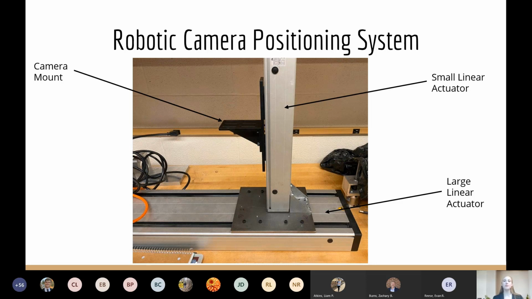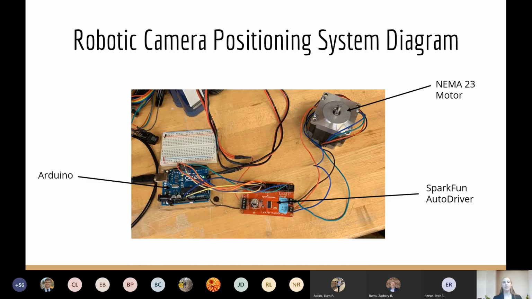The system is comprised of 2 linear actuators, a SparkFun autodriver, an Arduino, and 2 NEMA 23 motors. The only things we needed to purchase for the system were motor couplings and screws. The larger linear actuator will be placed parallel to the flume to allow the camera complete access to the test section. Holes were drilled into the steel mounting plate of the larger linear actuator in order for us to orient the smaller linear actuator vertically. An angle bracket was connected to the smaller linear actuator to allow Dr. Anderson to mount a camera to the system.